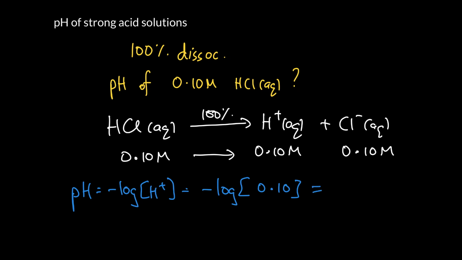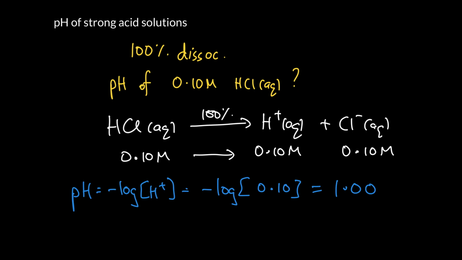If you take the negative log of 0.1, you get 1. And your calculator, of course, lies, because you have to know the number of significant figures. And this number turns into the number of decimal places. So 0.10 has 2 sig figs, so the pH would have 2 decimal places. That would be 1.00. And again, the pH is less than 7, which is what we'd expect for an acid at room temperature.